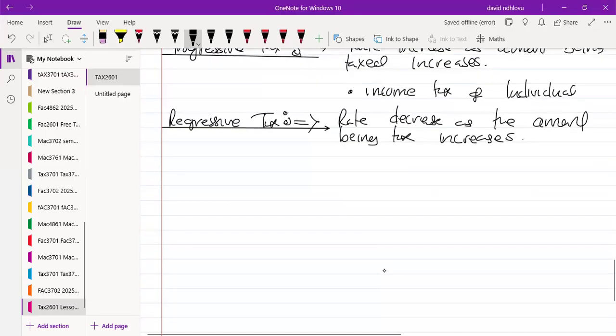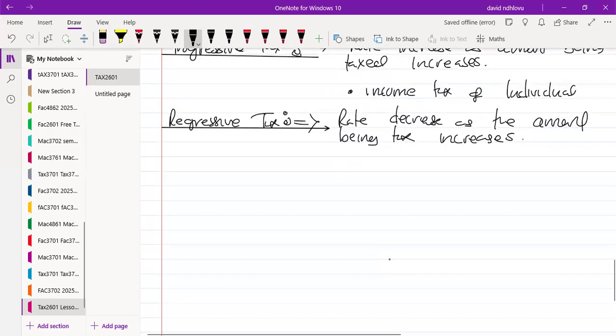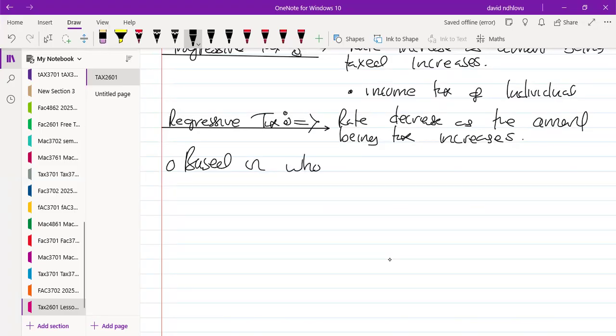We don't have this one in South Africa. South Africa does not have a regressive tax. All our taxes are either progressive or proportional. Are we clear, good people? So these are different classifications of taxes. Right, let's go to the final one. The final one is based on who pays, on who must pay the tax.